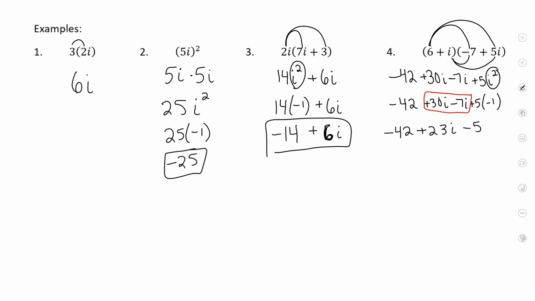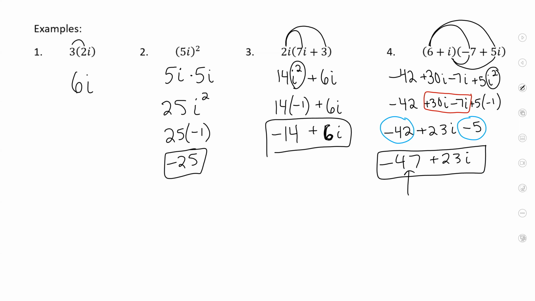Now we still need to combine like terms. So -42 minus 5 is -47. So this is your final answer. These will stay separated because this is just a regular old number and this is an imaginary number. It has an i. We have to keep them separated.